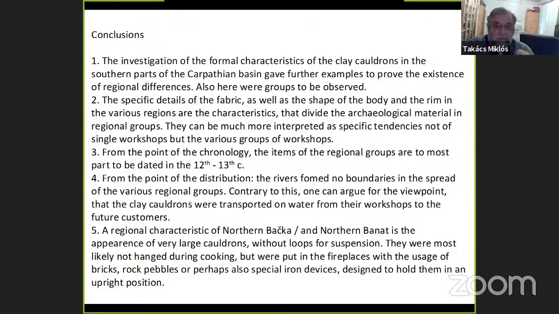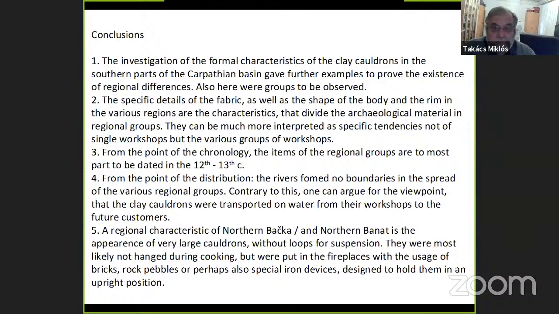It is important to point out that the rivers, also in the southern parts of the Carpathian Basin, form no boundaries for these regional groups. So we have regional groups, for example, in eastern Sirmia and southwestern Banat, which is the same regional group. And we have a regional group which is spread in both Bachka and Banat. So the big rivers were not boundaries, and therefore I think I can argue for a thesis that the rivers were used for the distribution of these vessels, that they were distributed, let's say, with some kind of boats, or I don't know, some kind of vessels used on the rivers, and that is very important.